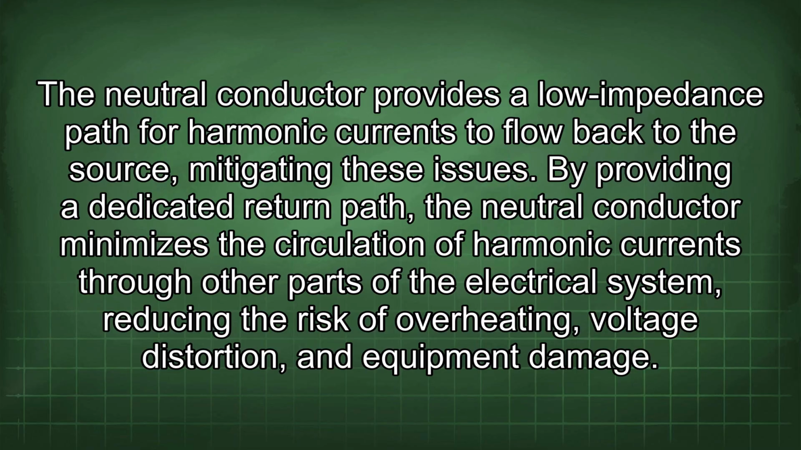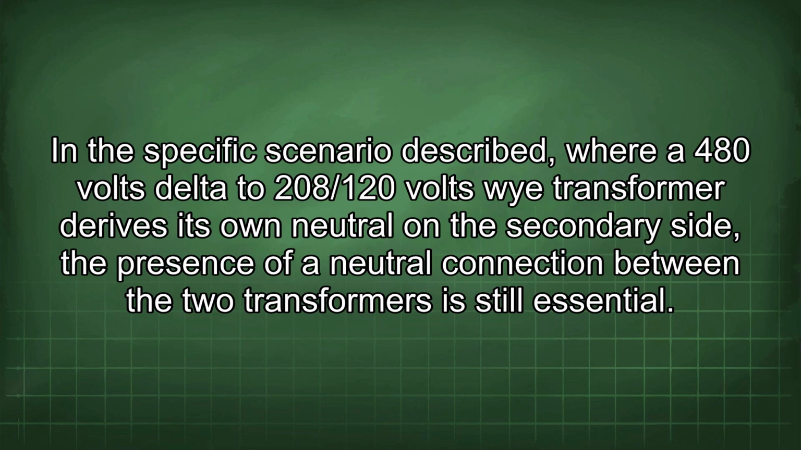By providing a dedicated return path, the neutral conductor minimizes the circulation of harmonic currents through other parts of the electrical system, reducing the risk of overheating, voltage distortion, and equipment damage. In the specific scenario described, where a 480 volts delta to 208/120 volts Y transformer derives its own neutral on the secondary side, the presence of a neutral connection between the two transformers is still essential.